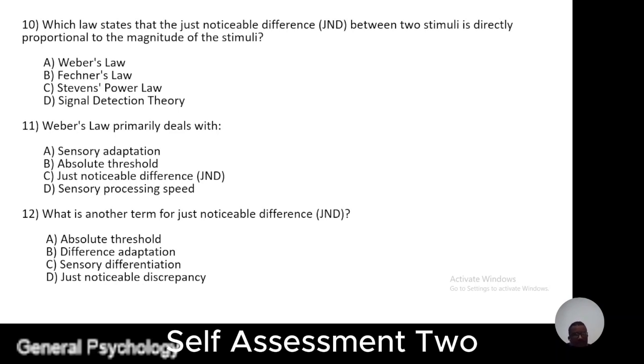Question number 11. Weber's law primarily deals with: A, sensory adaptation. B, absolute threshold. C, just noticeable difference, or JND. D, sensory processing speed. Question number 12. What is another term for just noticeable difference, or JND? A, absolute threshold. B, difference adaptation. C, sensory differentiation. D, just noticeable discrepancy.